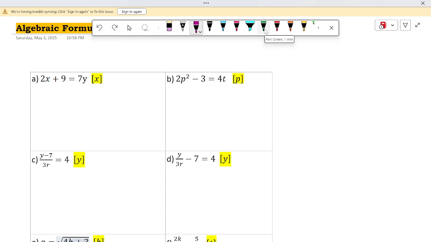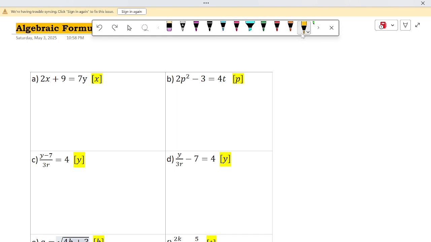Today I'll be covering Form 2 Chapter 3 Algebraic Formula. In this chapter, most of the questions will ask you to express the letters given, express the subject. What does subject mean? Subject means the letter is going to stand alone by itself. If you can see all the highlighted letters here, that is what we are going to express as a subject, standing alone.